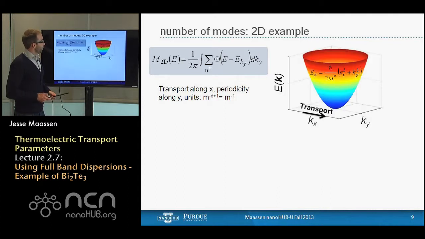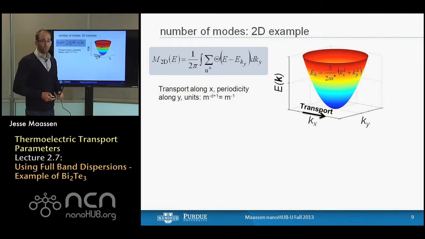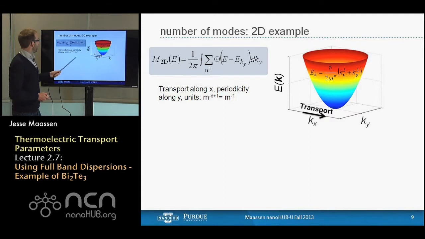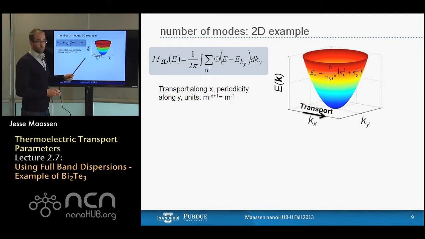So in this case, we're going to consider a parabolic band, 2D. This shows the dispersion as a function of kx along the transport direction and ky, which is now perpendicular to the transport direction. Now, here we have an integral over one of the reciprocal space vectors, so ky. Kz isn't here for this integral.